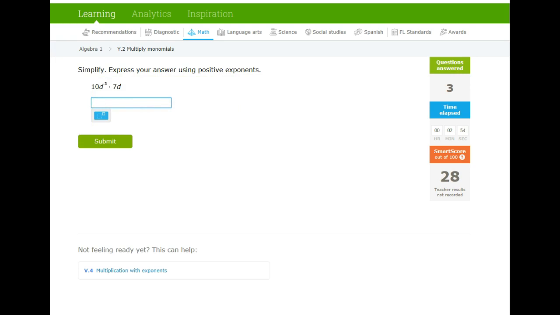Right here, as I told you, multiply 10 times 7, which is 70. D now is a multiplication of d to the 3rd times d to the 1st, even if you don't see the 1, it is a 1 here. It will be d to the 3 plus 1, which is d to the 4th power. And it should be right.